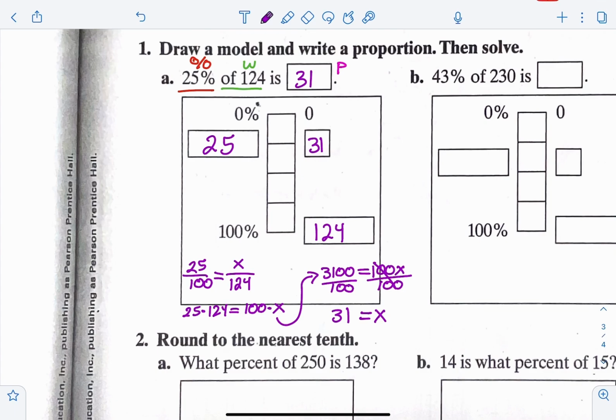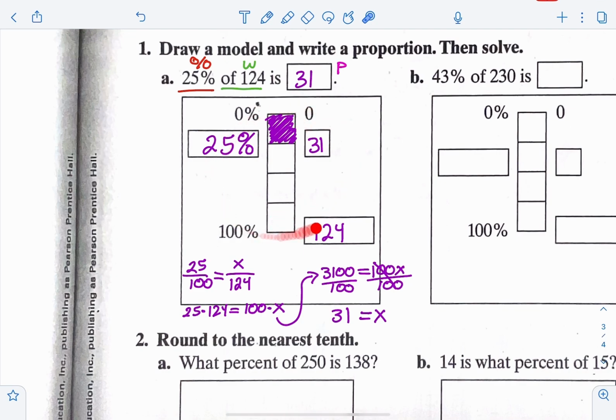Like they want you to color these boxes. So 25% of these boxes. So if I looked at this and I'm going from 0 to 100%, 25, 50, 75, 100%. So to color in 25% of it, I just color in the first box. So what this shows you is that 25% of the 100%, right, is colored in. And over here, we figured out that 25% of that whole, which is 124, is 31.